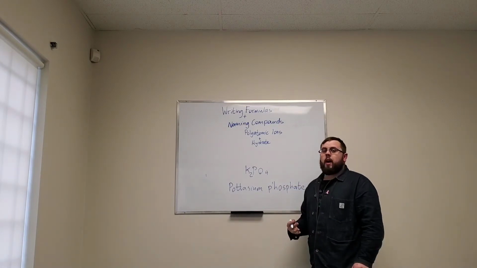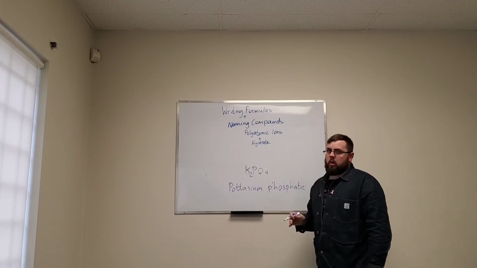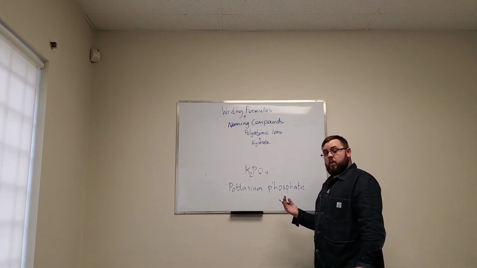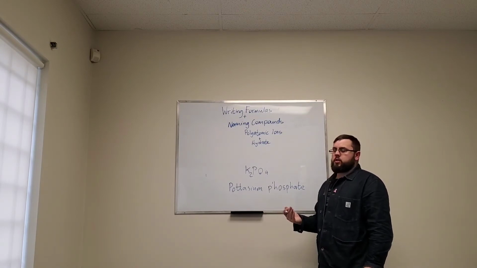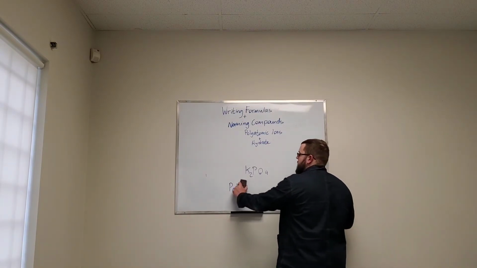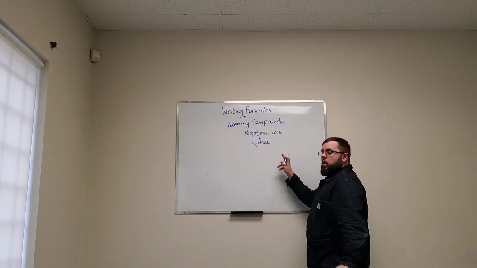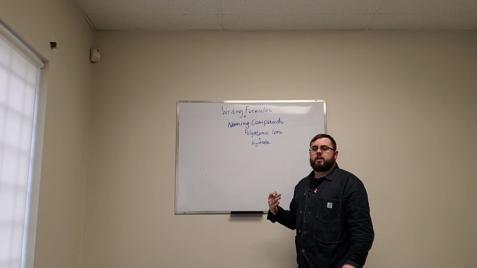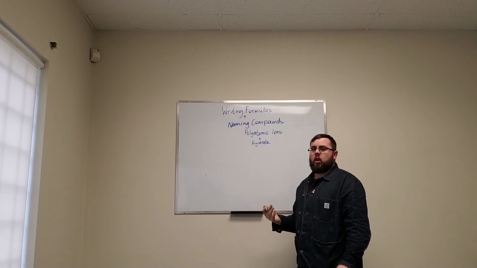Now again, you will have a table with all of the common polyatomic ions on it, so you just need to be able to identify that it is in fact a polyatomic ion, and then you can just look on your tables. Now hydrates are when there's extra water molecules just attached to a compound.